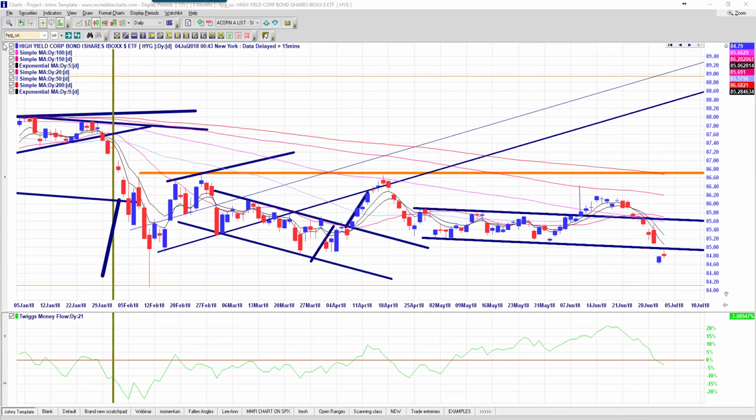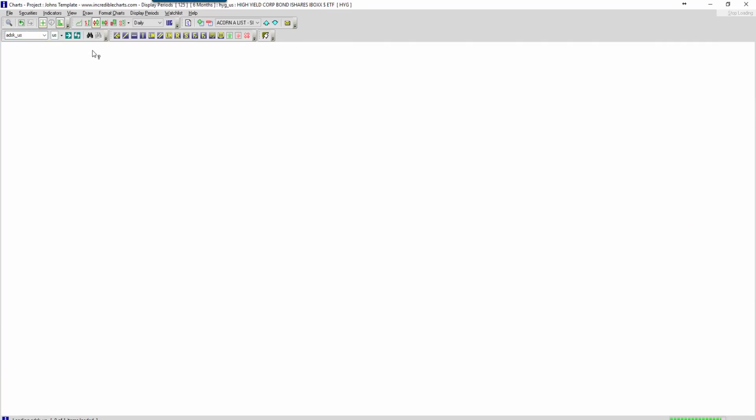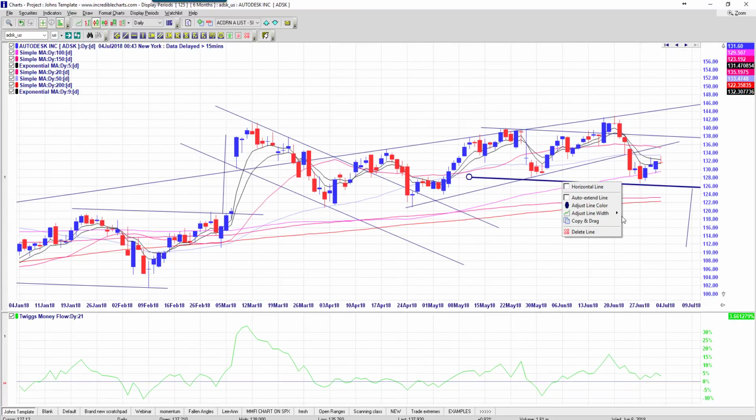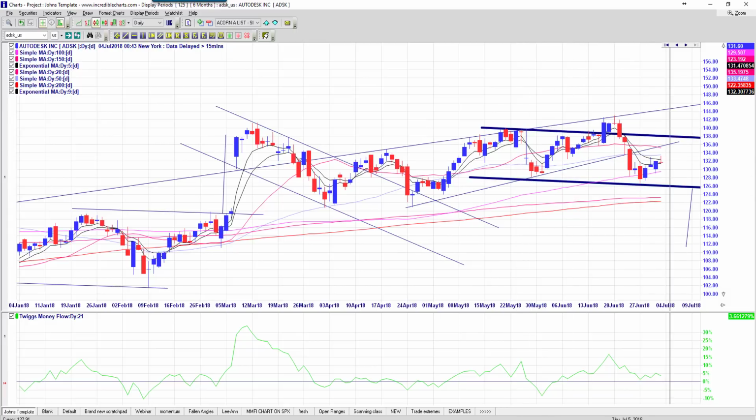I want to show you these couple of plays. One, ADSK. For this one, you can see there's a possible head and shoulders pattern. Basically, I'm looking for this to rally up to hit around 136.34 to 137.57.